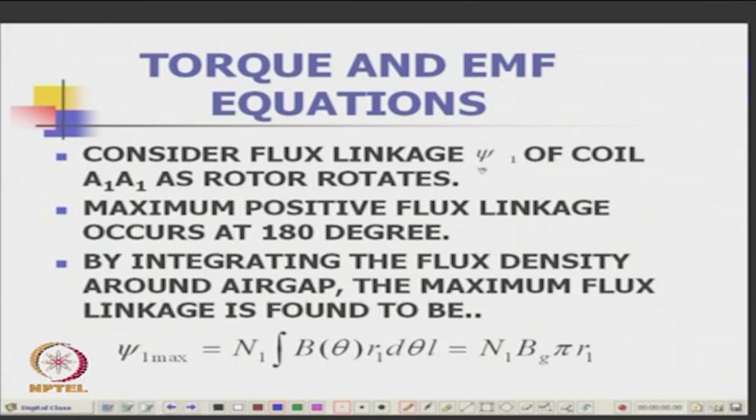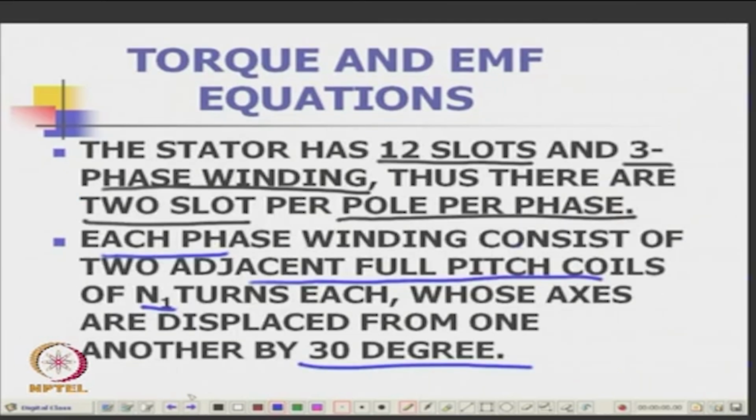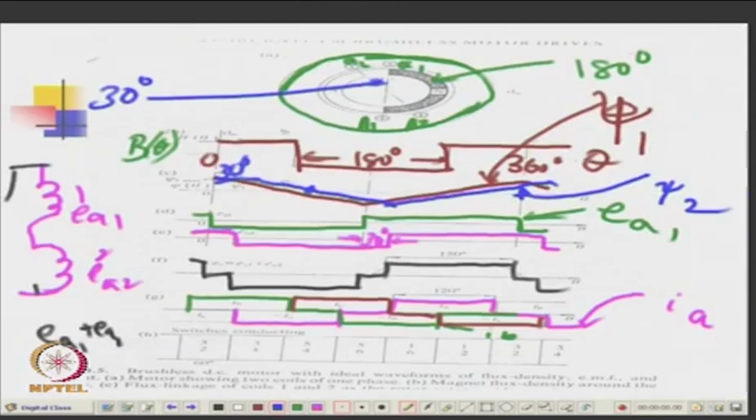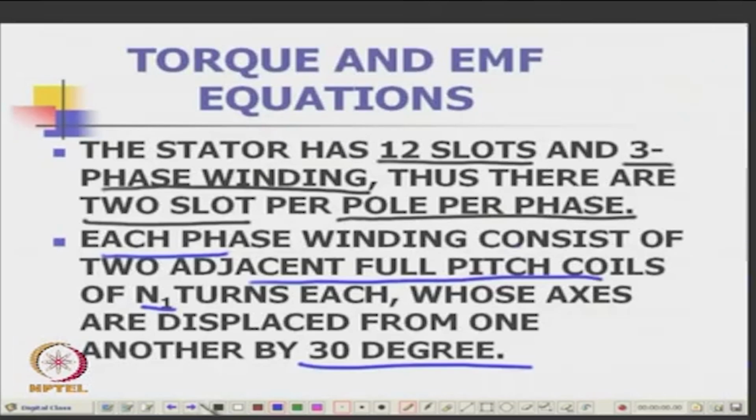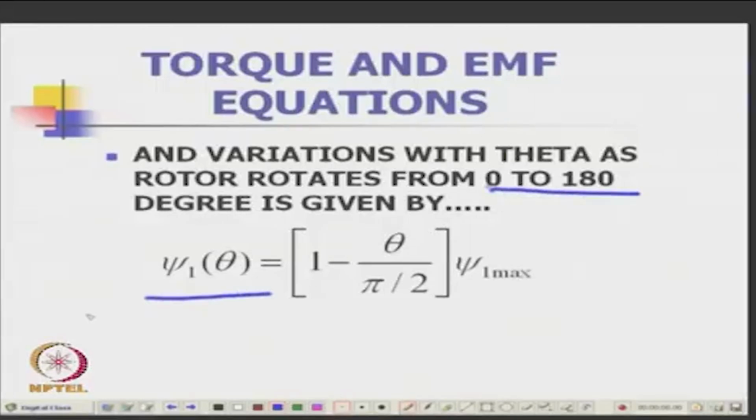So, consider psi 1 is the flux linkage of the coil A1. As the rotor rotates, maximum positive flux linkage occurs at 180 degrees. By integrating, psi 1 max will be N1 into Bg into pi R1 L. Bg is the air gap flux density, which we have already seen. So, the variation with theta from 0 to 180 is a linear function of psi 1 max, a straight line, a triangular wave.